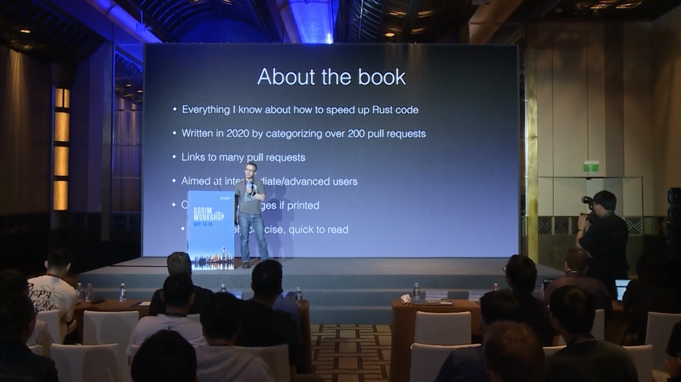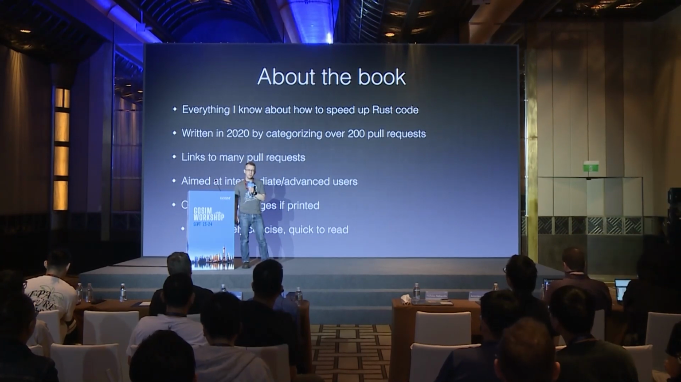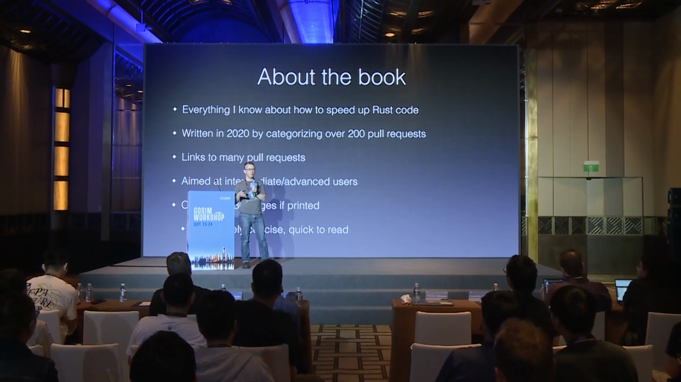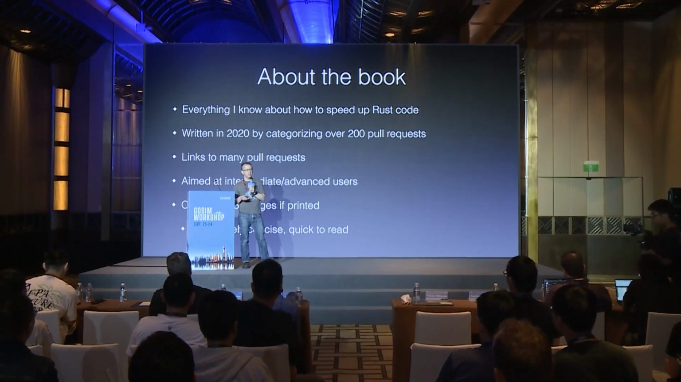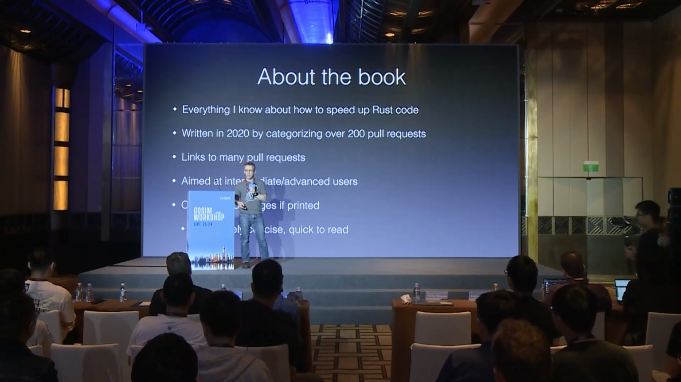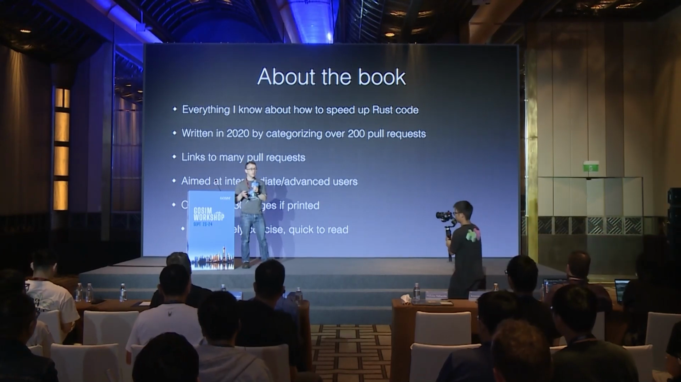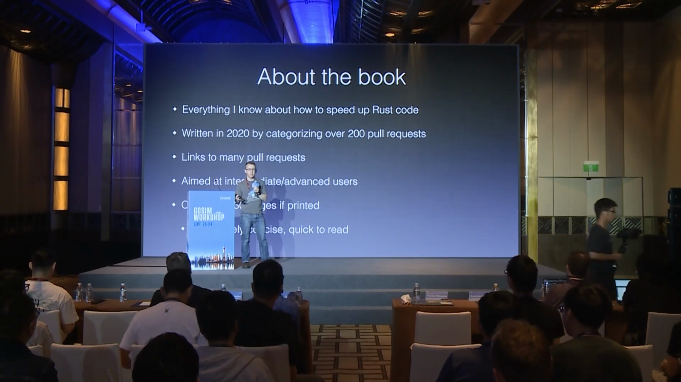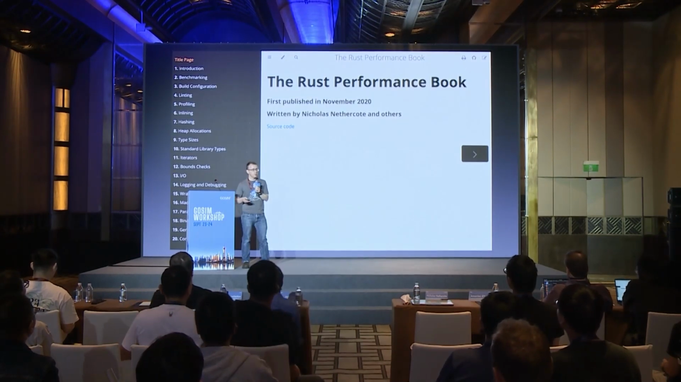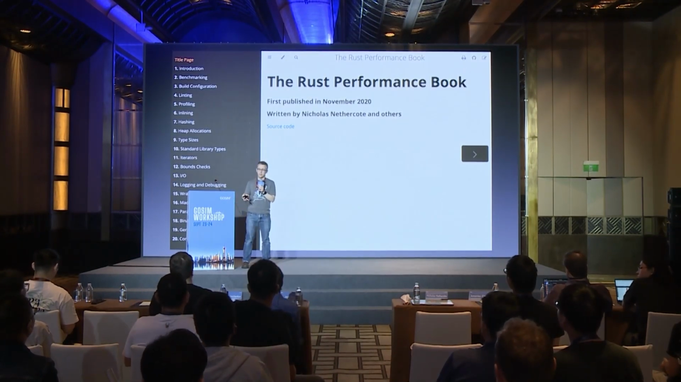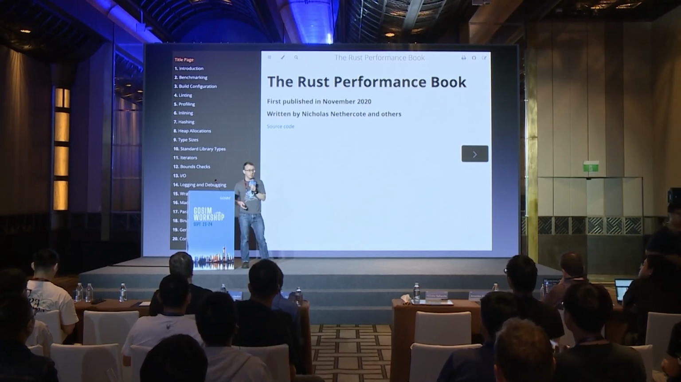The book is aimed at intermediate and advanced Rust users. I feel like beginner Rust users have enough to worry about just understanding the language. They probably shouldn't be focusing too much on performance. And the book, even though it's called a book, it's not actually that long. If you print it out, it's probably about 30 pages. I deliberately made it quite concise so that it doesn't take too long to read, so you don't have to spend a long time on it. So here's a screenshot showing the front page of the book. It's available online. It's easy to find. There are about 20 chapters, and that's what it looks like.